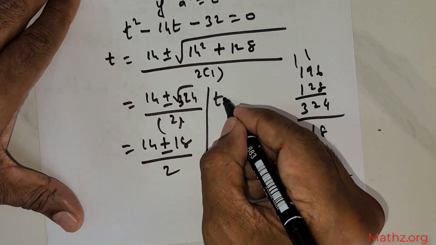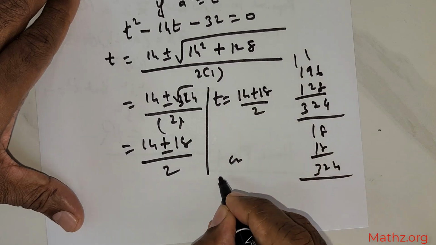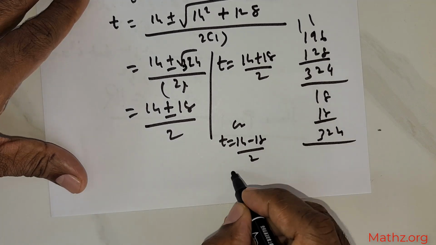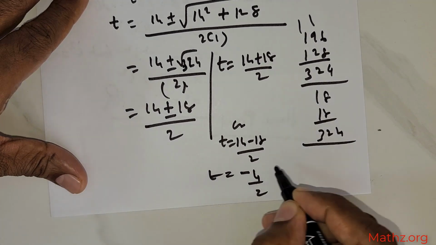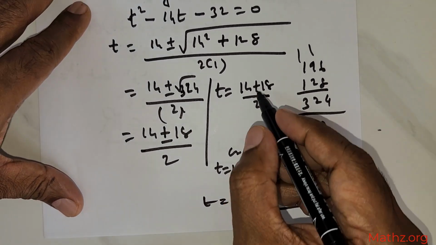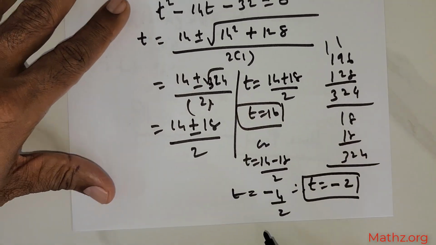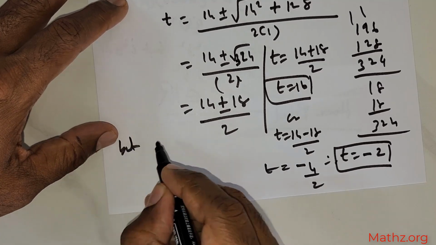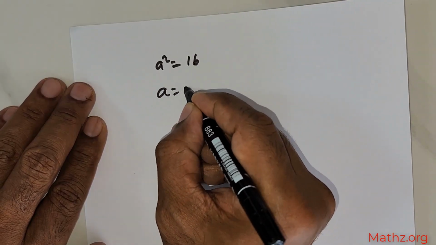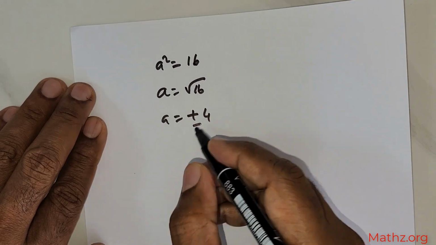So this is the value of t. So t will be 14 plus 18 divided by 2, or t will be 14 negative 18 divided by 2. Now from here I get negative 4 divided by 2. So therefore t is equal to negative 2. This is one part, and over here this is going to be 32. So t is equal to 16 here. But what is t? t is nothing but a squared. So a squared is equal to 16. So a is equal to root of 16. So a will be plus 4 and minus 4.